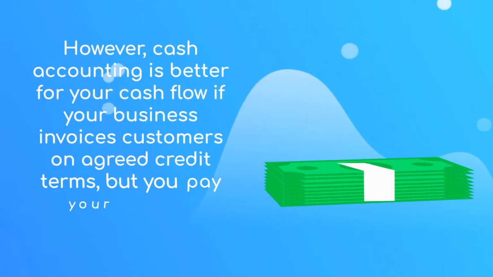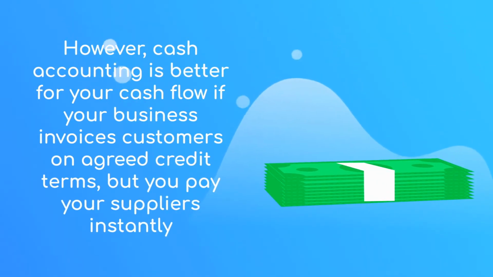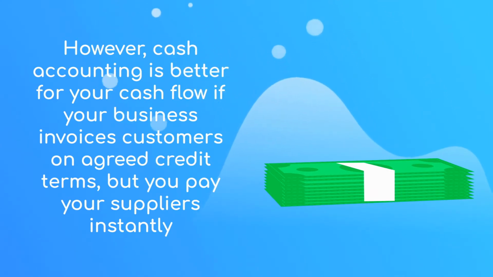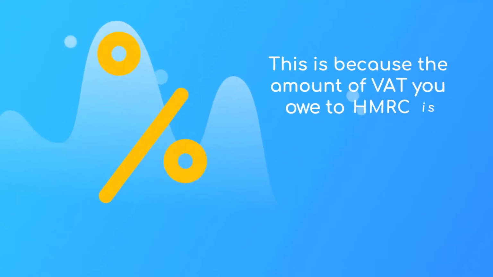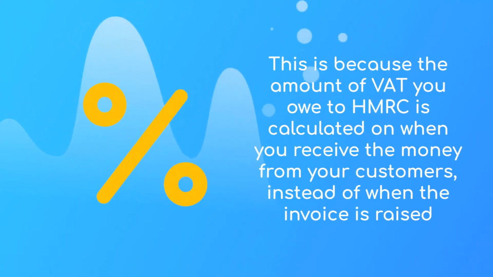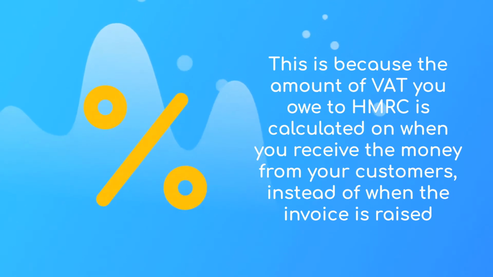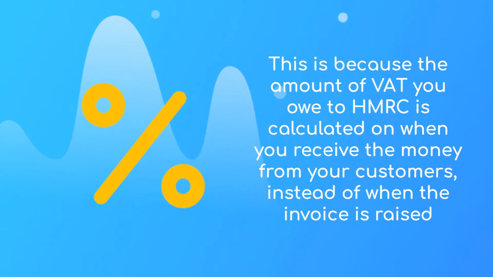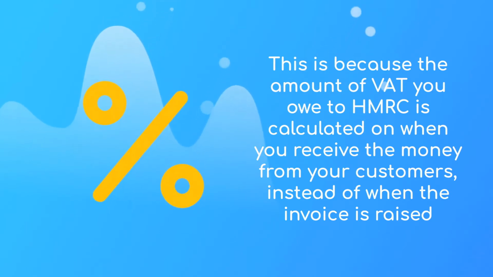However, cash accounting is better for your cash flow if your business invoices customers on agreed credit terms, but you pay your suppliers instantly. This is because the amount of VAT you owe to HMRC is calculated on when you receive the money from your customers, instead of when the invoice is raised. We've covered this in more detail in another video, so be sure to check it out.